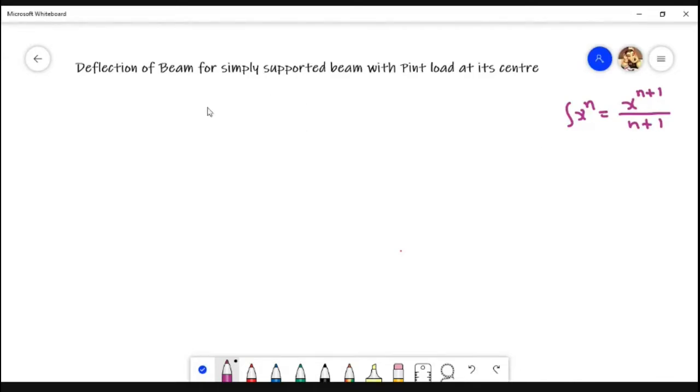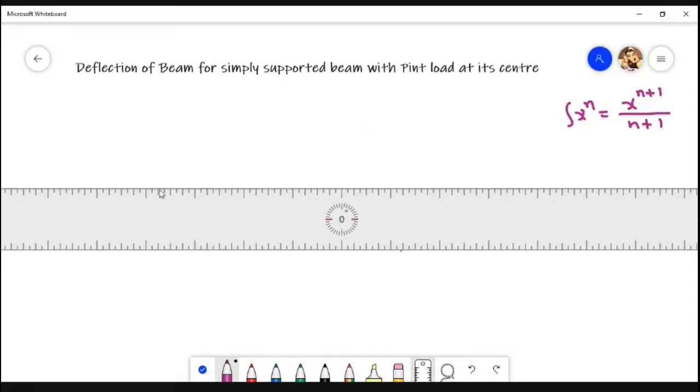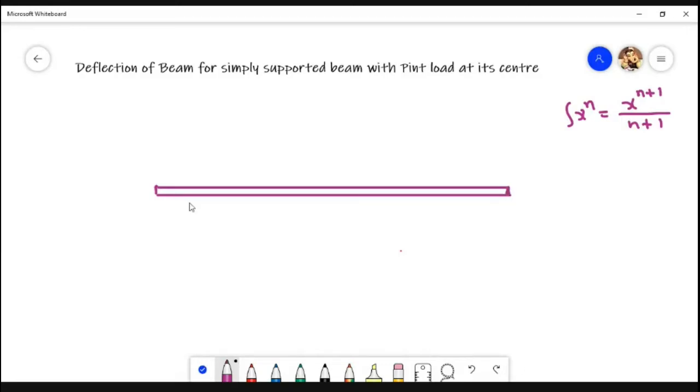Let me consider this. So you have a simply supported beam with a point load. It is not a pin load, sorry. Point load at its center. So in that case, how are you going to solve this, to identify the deflection, right? Okay, let me draw this beam. So this is my beam, in which this is my point A, and this is my point B, and you have a point load W at the center. So this one will be L by 2, and this also L by 2. So these are the locations.